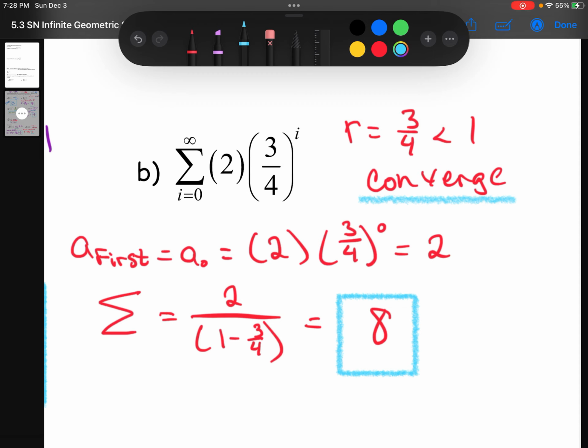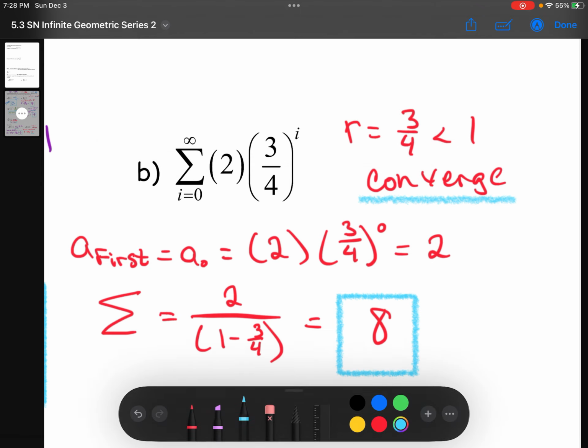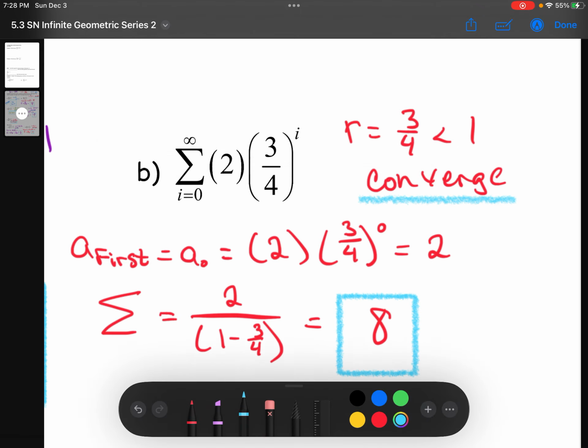So on infinite geometric series, for the series to have a sum, it has to be geometric and it has to have an R with an absolute value of less than 1. If the absolute value of R is greater than 1, the series diverges and there is no sum. That's it for 5-3.